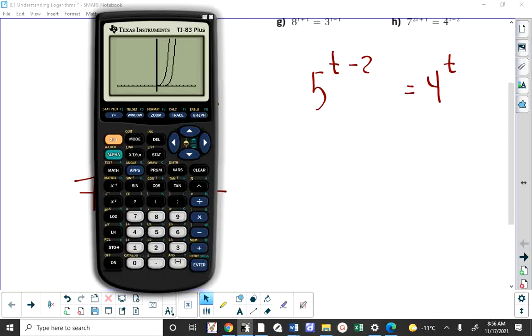It seems to me that the one with the base 5 should be steeper, so it should eventually intersect. I want to resist the urge here. I want to solve this algebraically. And you will learn how to solve it algebraically in the coming days. But I'm going to go over to negative 100 as well. I don't think I changed that.